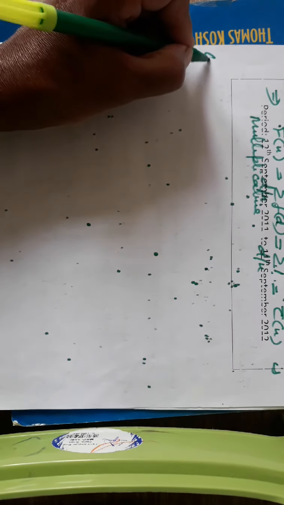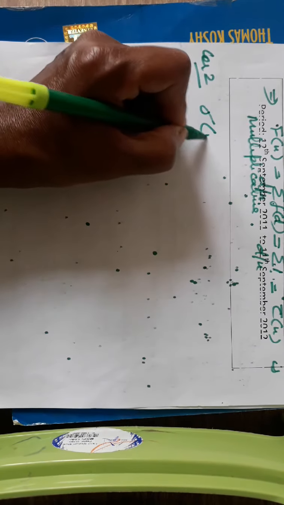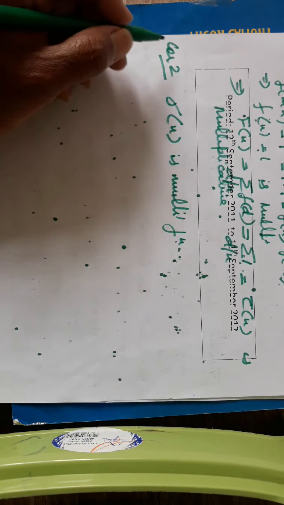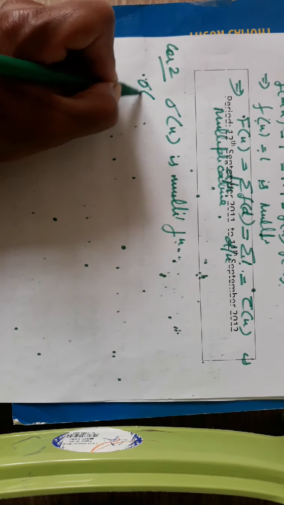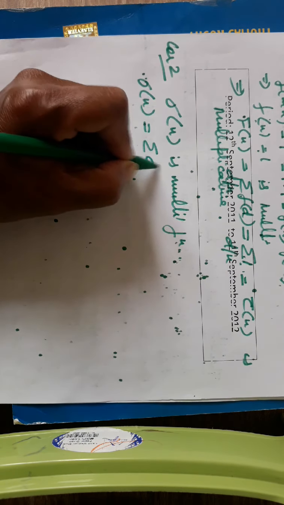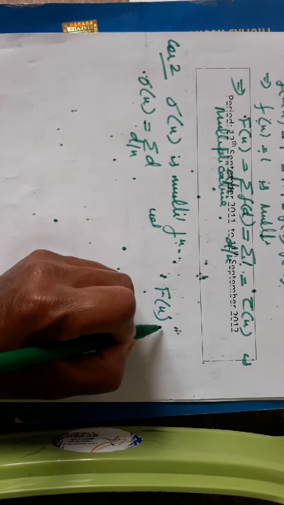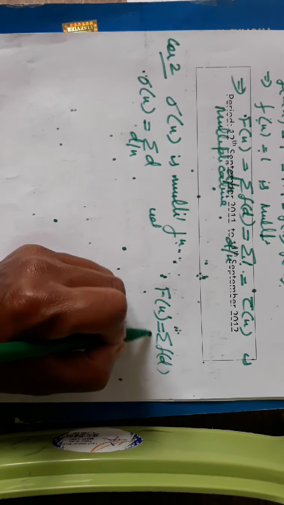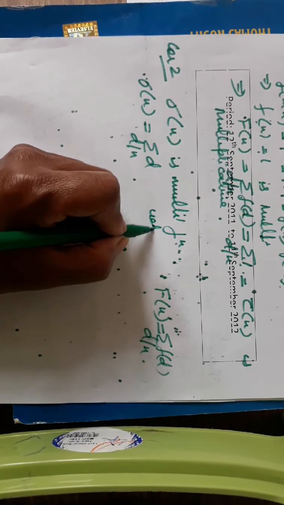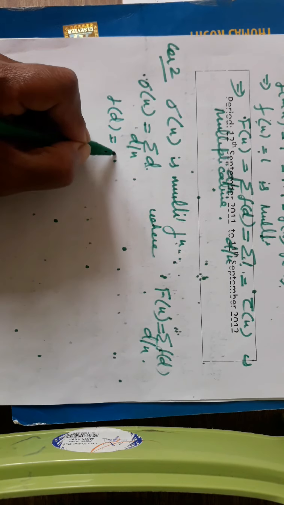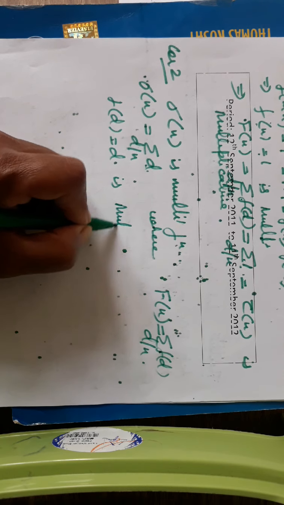Next we come to corollary 2, to show that sigma of n is a multiplicative function. Again, by the preceding theorem that we have stated, what is sigma of n? We define it as the summation of d, the sum of the divisors of n. Compare this with the theorem, which is the summation of f of d where d runs over the divisors of n. Here f of d is equal to d, and this is multiplicative. Why is it multiplicative?